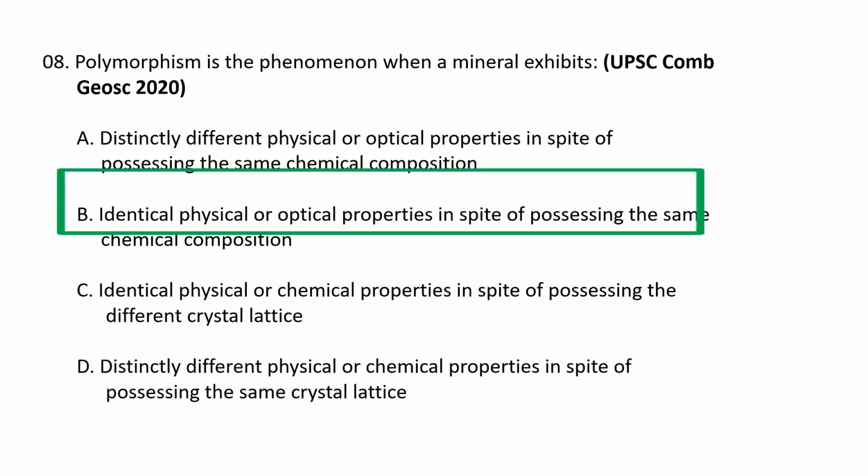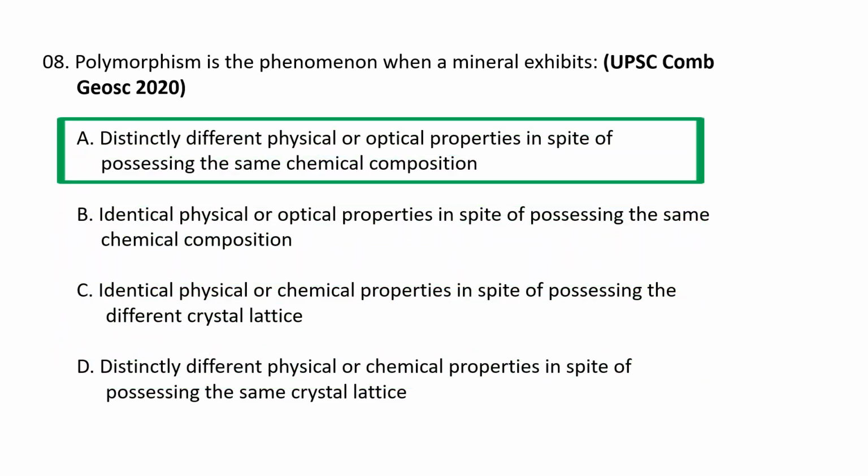So polymorphism is the phenomenon when a mineral exhibits different physical or optical properties though it possesses the same chemical composition. Polymorphism is the ability of a specific chemical composition to crystallize in more than one form, and this generally occurs as a response to changes in temperature or pressure or both. The different structures of such a chemical substance are known as polymorphic forms or polymorphs. A is the correct option.